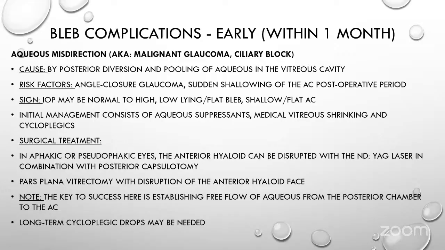Initially, aqueous suppressants. The aqueous suppressant is not just to reduce aqueous production, but also to influence the possibility of shrinkage of the vitreous. So the use of acetazolamide fits in this place because aside from suppressing aqueous production, it also has an effect on vitreous volume shrinkage. So use an aqueous suppressor like acetazolamide, and use frequent cycloplegics, atropine, to try and push the iris-lens diaphragm back and reform the AC. The possibility of pushing that iris diaphragm back tends to reverse this aqueous misdirection.